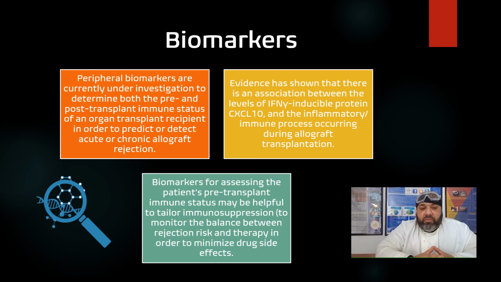in order to predict or detect acute phases of chronic allograft rejection. Evidence has indicated that there is an association between levels of interferon gamma inducible protein CXCL10 and the inflammatory or immune process occurring during allograft transplantation. Biomarkers for assessing a recipient's immune status can be helpful to tailor specific immunosuppressive agents and to monitor the balance between rejection risk and therapy in order to minimize toxic side effects.